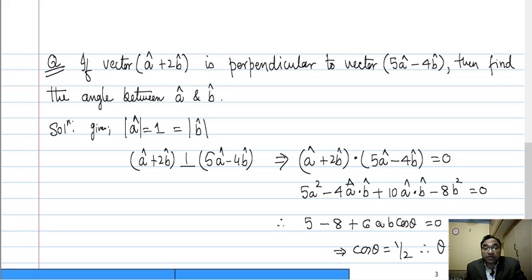See how we can use the concept of dot product to find the angle between two vectors if the condition is given as perpendicular. Even if it is not given, we can evaluate the angle between the two vectors by using the dot product comfortably.